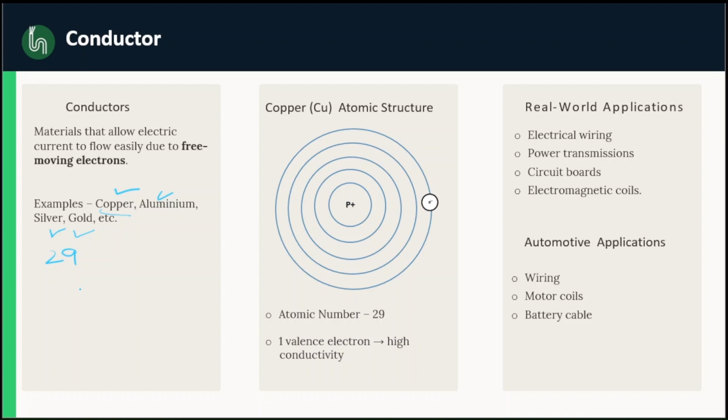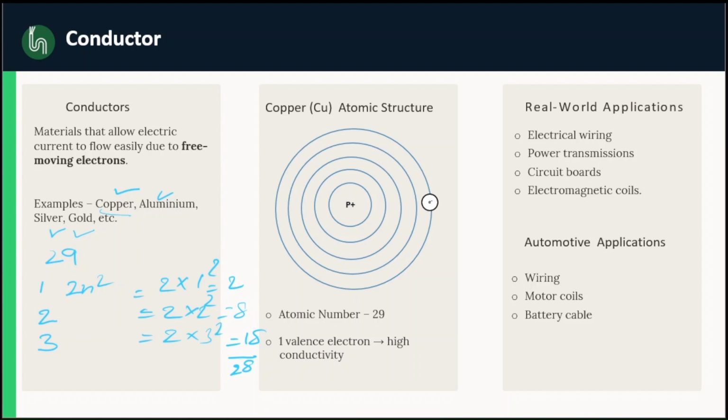How will it be accommodated in the atomic structure or in shells? The first shell will have 2n square, which is 2 into 1 square, equal to 2 electrons. In the second shell we will accommodate 2 into 2 square, which is 8 electrons. In the third we will add 2 into 3 square, which is 18. 2 plus 8 plus 18 is 28. The atomic number is 29, so what is left is 1. That 1 will be in the outermost shell. So copper becomes a good conductor. It has good conductivity.